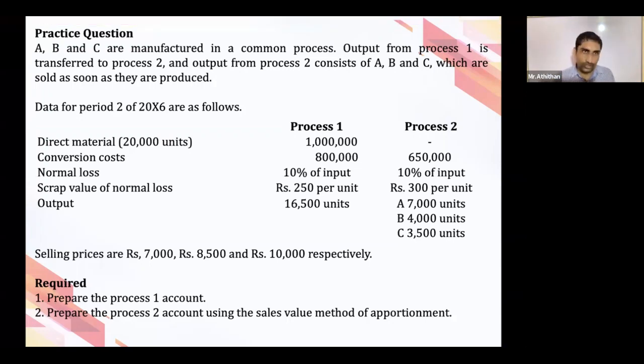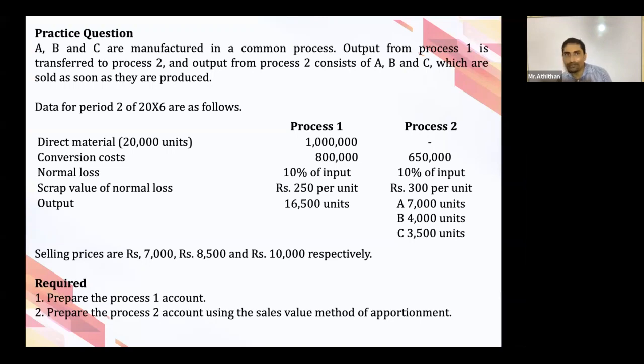Right. Practice question. A, B, and C are manufactured in a common process. Output from process 1 is transferred to process 2. Now, entire process 1 is common cost because it's not split.